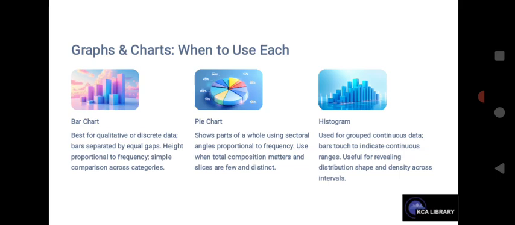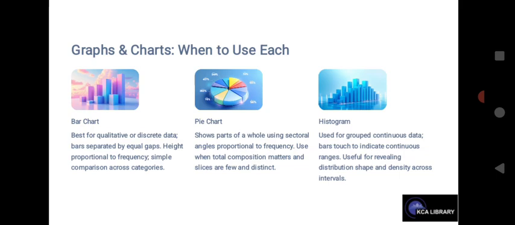Okay, let's talk about graphs and charts. Graphs and charts are important, but a table is the precursor for charts. So when do you use a bar chart, pie chart, or histogram? For instance, a bar chart is best for qualitative or discrete data. Bars are separated by equal gaps, and height is proportional to frequency. So this is just for simple comparison across categories.